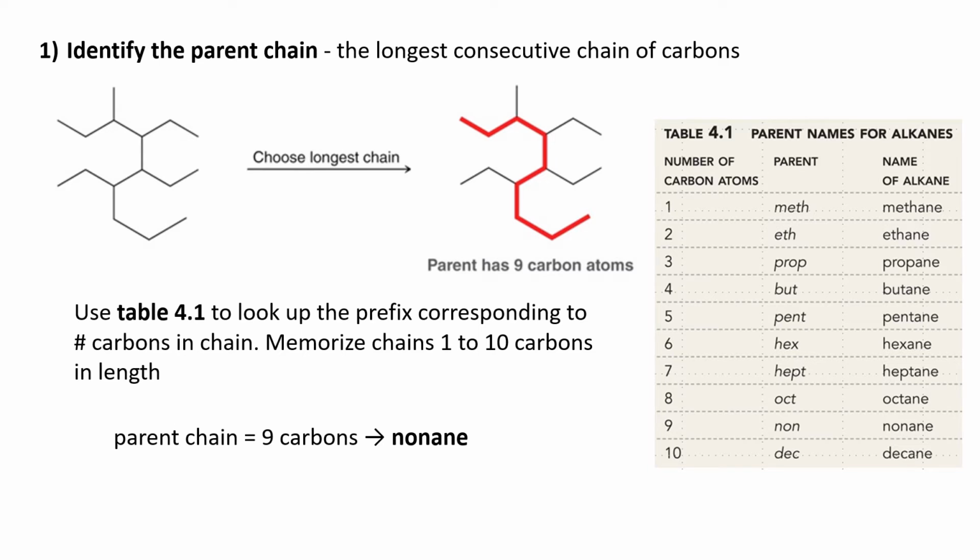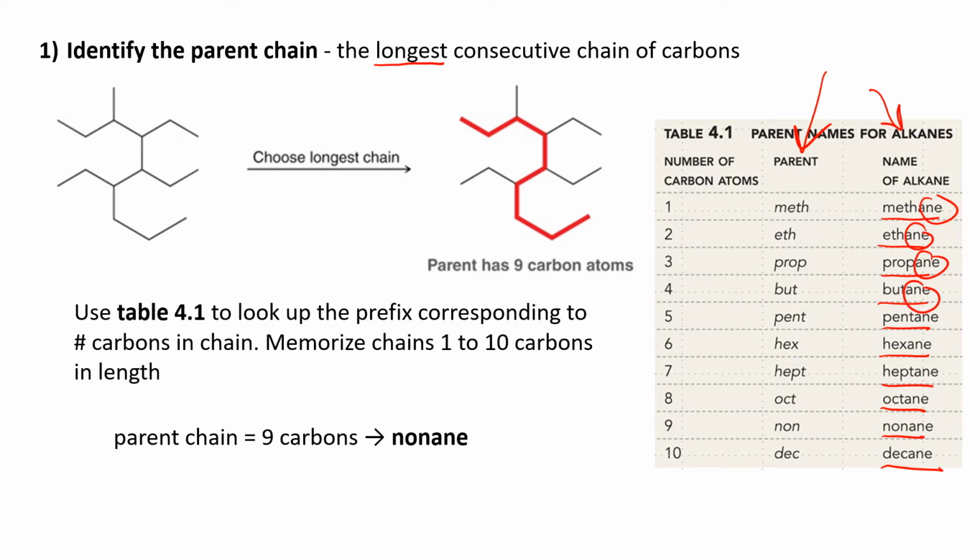So step one, we have to identify the parent chain. And the parent chain is simply the longest consecutive chain of carbons in the molecule. Now, in order to name the parent chain, you're going to need to know these parent names, like carbons 1 through 10. We have methane, ethane, propane, butane, pentane, hexane, heptane, octane, nonane, and decane. These will be the names of the parent chains. And because we're dealing with alkanes, they will all end in an A and E.